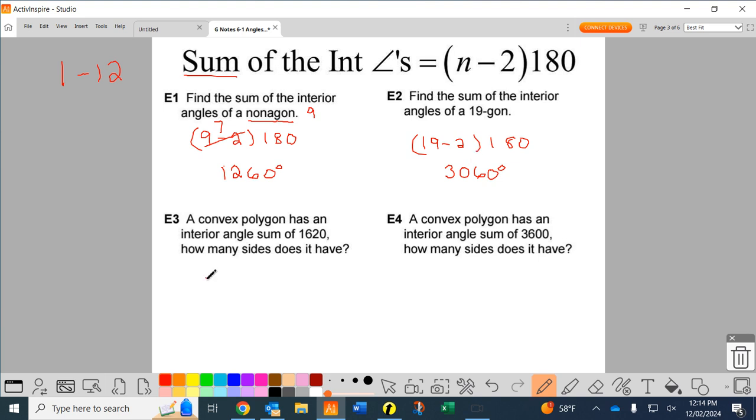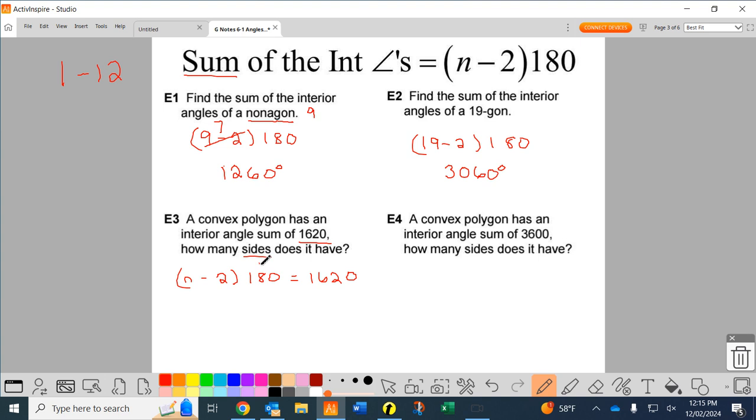So the next one is the exact same thing, but you're going backwards. You don't know how many sides it has. You already know the sum, the total. So you're going to write the formula with the n in it: n minus 2 times 180 equals 1620. The only difference here is it's equal to something. I think these are the first ones on the back side. There's 4 of them on the back side. Every time they give you the total of the sum already and they want to know the number of sides, you do it backwards like this.